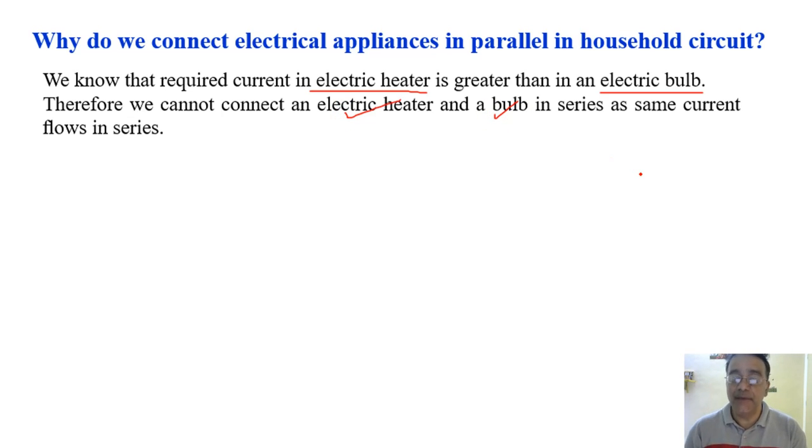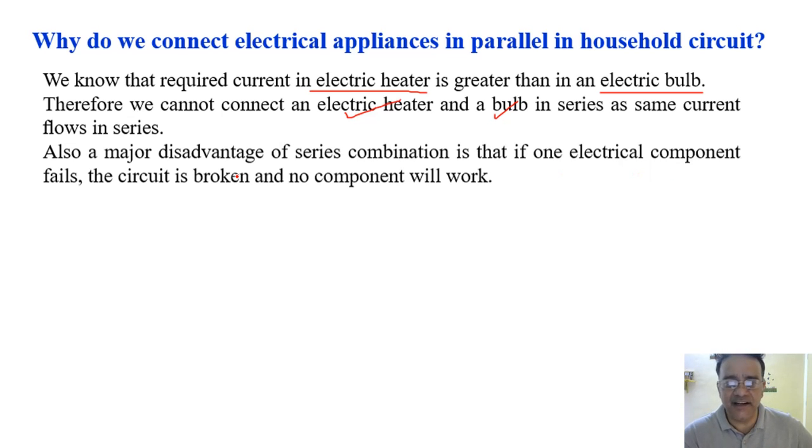Okay, also the major disadvantage of series combination. Series combination में अगर मान लो R1, R2, R3 हम लोग connect करके रखें, R2 खराब हो गया, suppose R2 got damaged, so current flow होना बंद हो जाएगा. Right, this is the major disadvantage of series combination. If any one electrical component fails, the circuit is broken and no component will work.